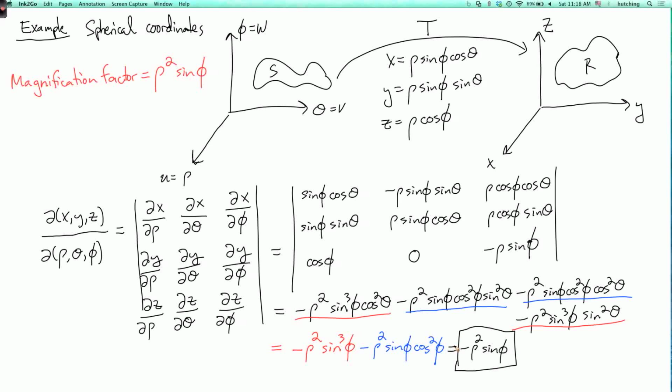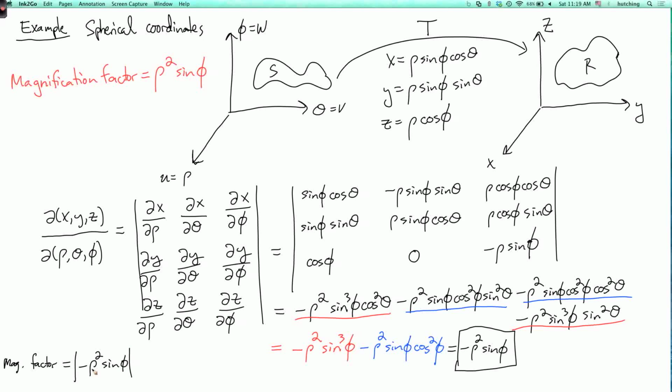Okay, so now you might be a little worried, because the magnification factor we're supposed to get is rho squared sine phi with no minus sign. And here we have a minus sign. But the magnification factor is the absolute value of the Jacobian. So it's the absolute value of minus rho squared sine phi.